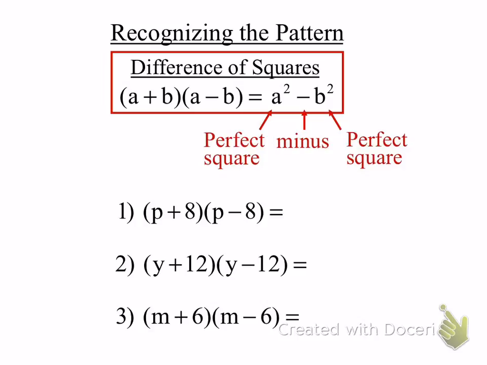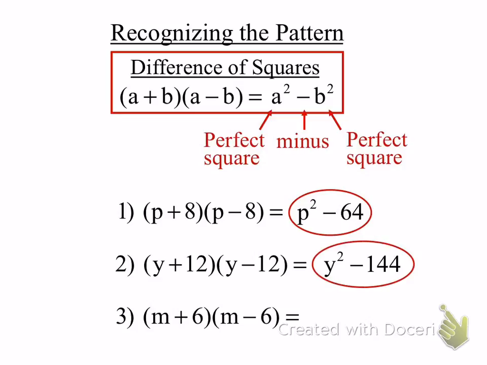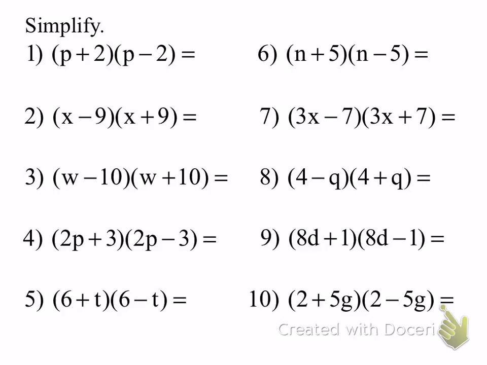So what would number 1 be, please? Somebody different. Ben Ginsberg. P squared minus 64. Good. Next one, number 2. Josh. Y squared minus 144. Dean. M squared minus 36. Perfect. Questions? All right. So let's do one more together.